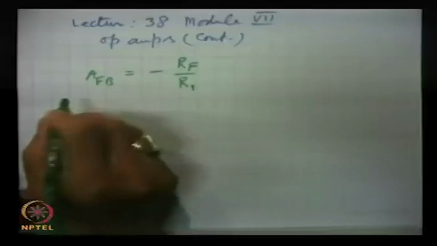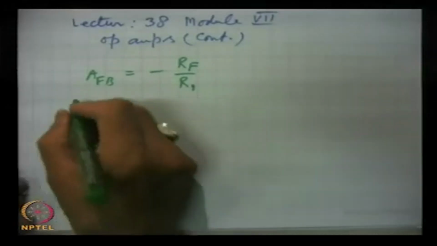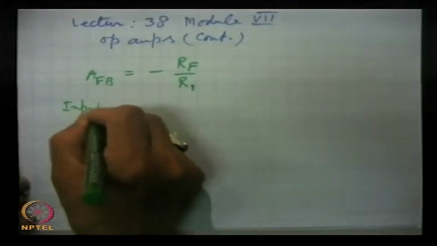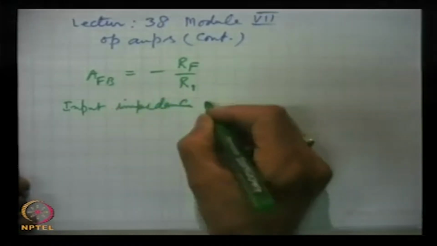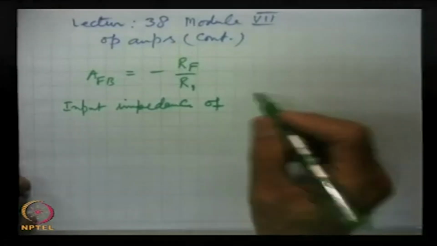Another feature, as it was pointed out, is that inverting and non-inverting amplifiers are both very widely used amplifiers. So, let us look for other important features of this amplifier. Next parameter is the input impedance of inverting amplifier.